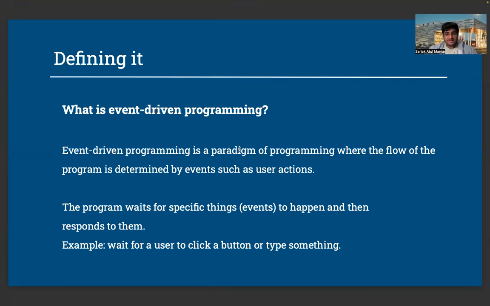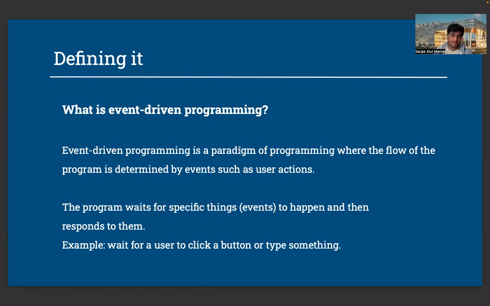Okay, so what is event-driven programming? Event-driven programming is a paradigm of programming where the flow of the program is determined by events such as user actions. This is the generic definition, but let's look at a simpler, layman definition. Below that, it's written that the program waits for specific things, which are nothing but events, to happen or to occur, and then responds to them. From this, we understand that there's some kind of program or implementation which waits for the events to occur, and then responds to them.